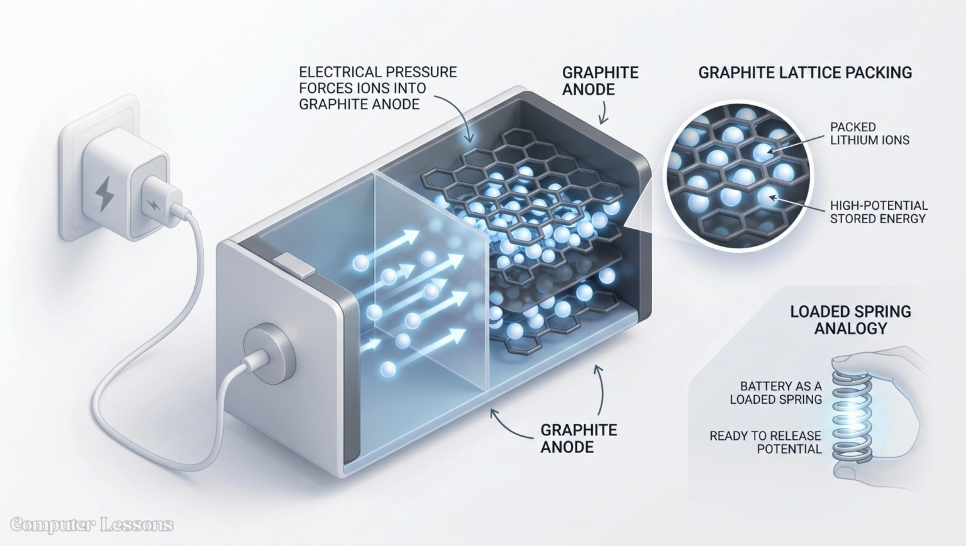During the charging process, the electrical pressure from your wall charger forces the lithium ions back into the graphite anode. This stores energy by creating a high potential state, essentially packing the ions into the graphite lattice against their natural inclination. The battery is now a loaded spring, ready to release that stored potential.